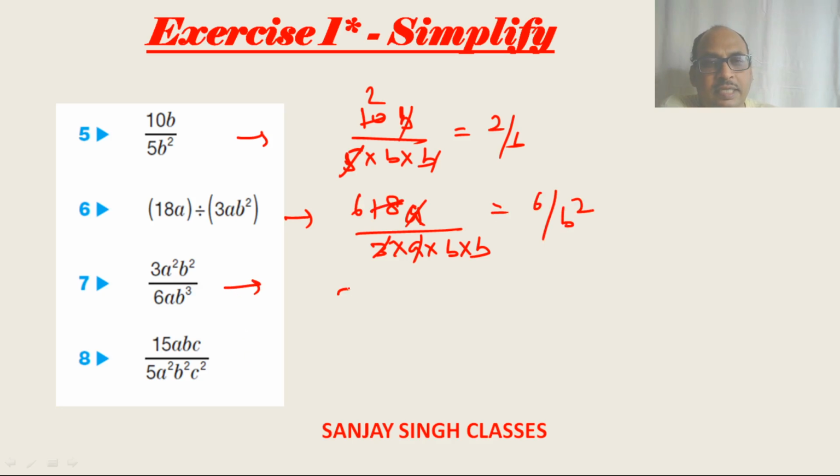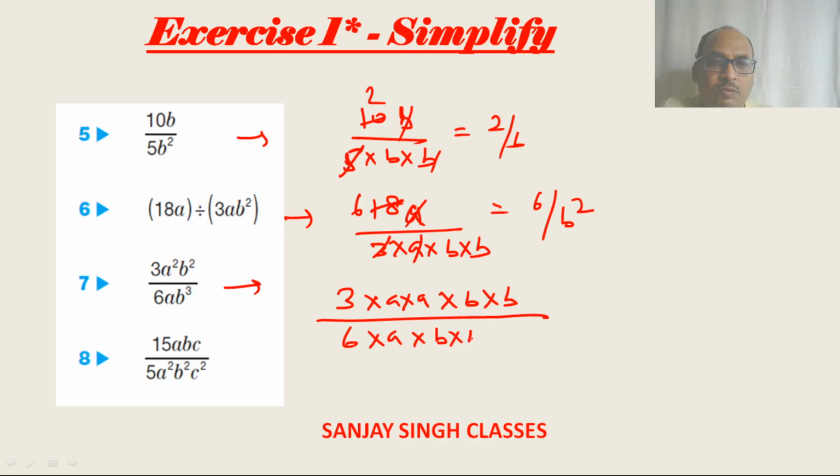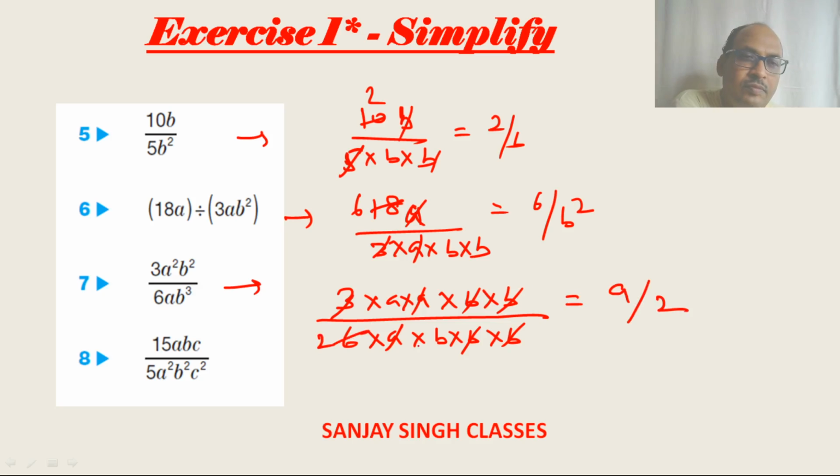Right. Here 3 into a square can be written and b into b square can be written. Then 6 into a into b into b into b. So now this b has got cancelled. This single a has got cancelled. 3 2 ja 6. So it will become a by 2. Okay. A by 2b. Right.